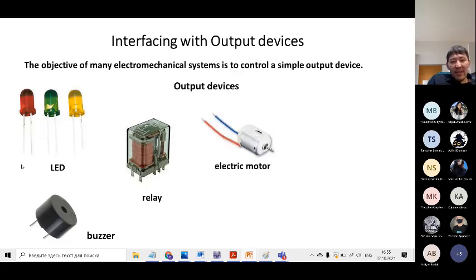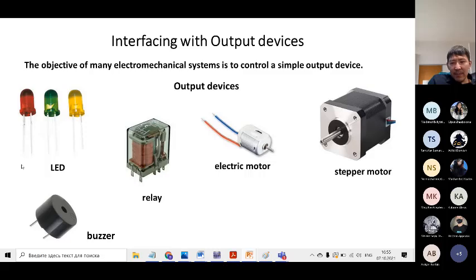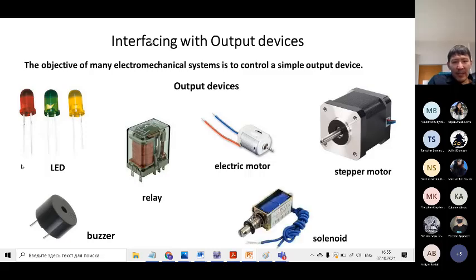For example, an output device can be an electric motor, a stepper motor, or a solenoid. All of this we call electromechanical systems: buzzer, relay, electric motor, solenoid, stepper.